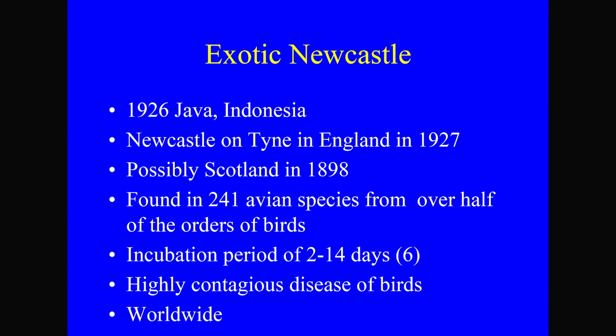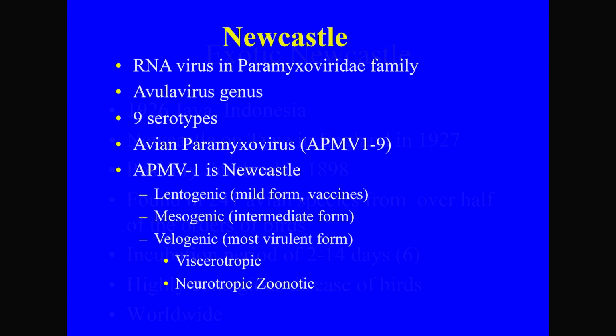Can be found in 241 avian species, basically over half of the orders of birds. Incubation period, somewhere in the neighborhood of 2 to 14 days, most commonly around 6 days. It is a highly contagious disease of birds, and it is seen worldwide. It has been controlled in some countries. Now, this too is a viral disease. It is also an RNA virus.